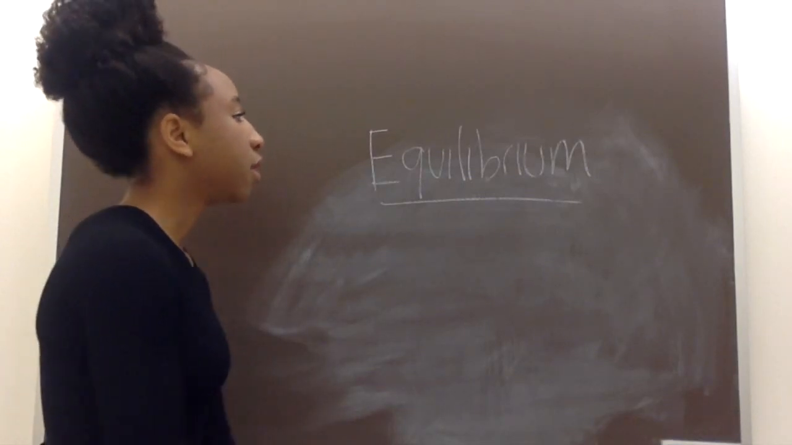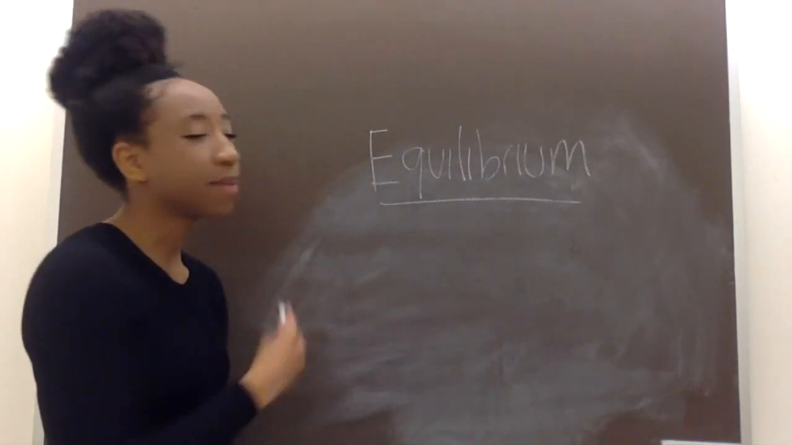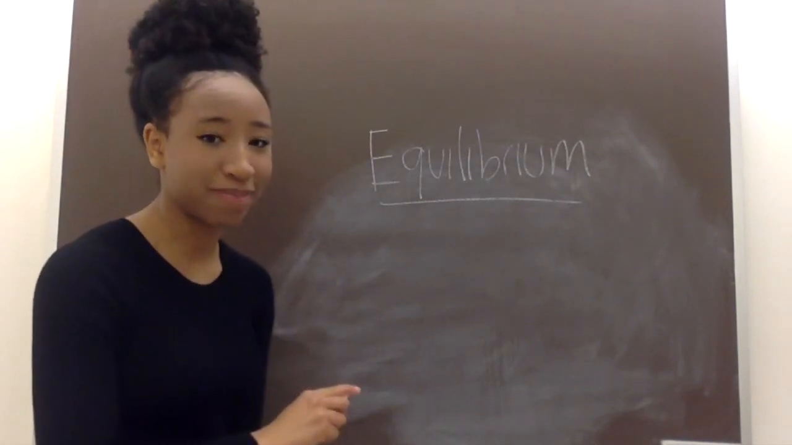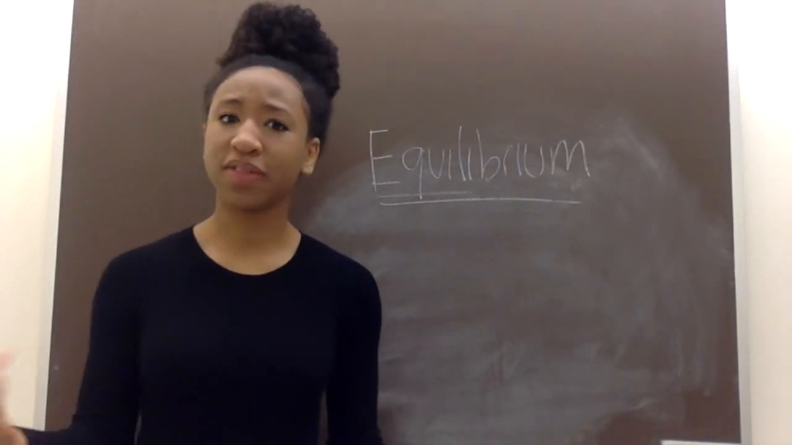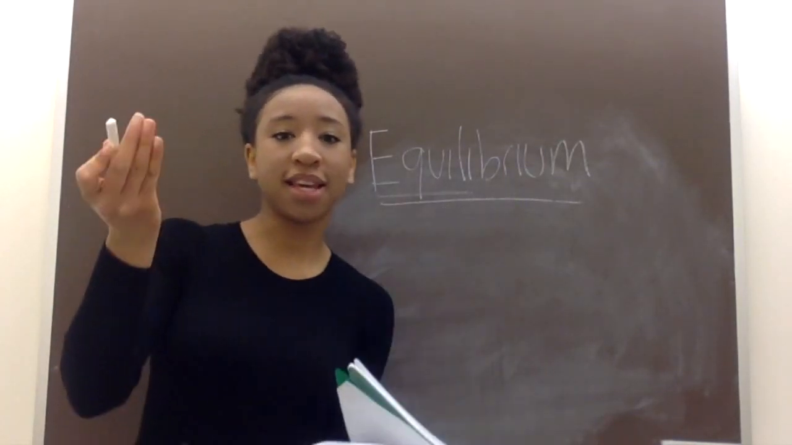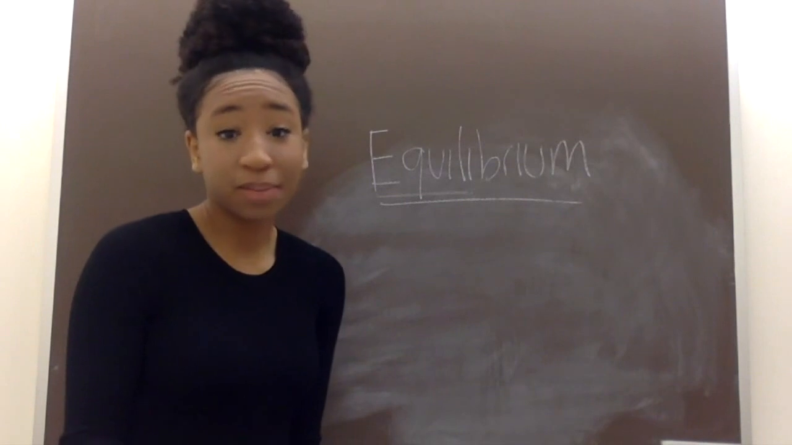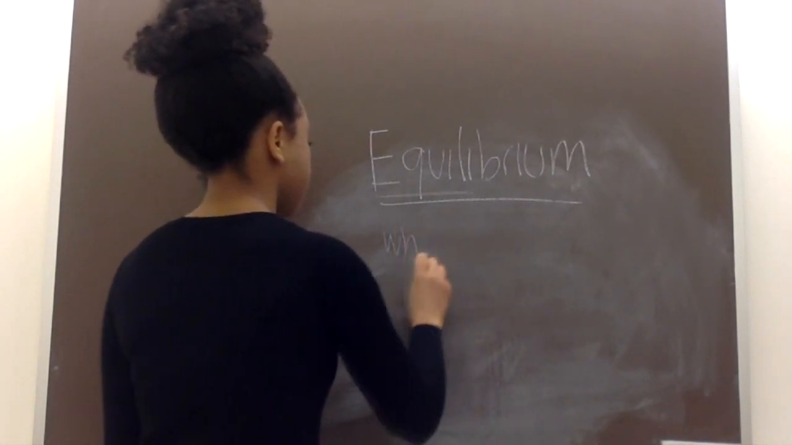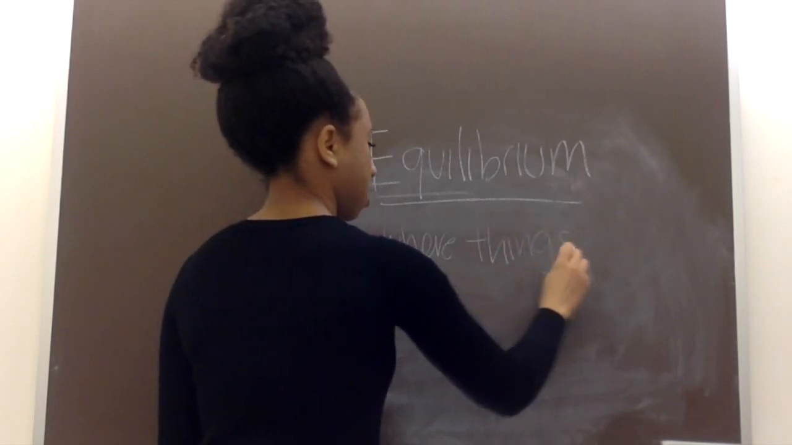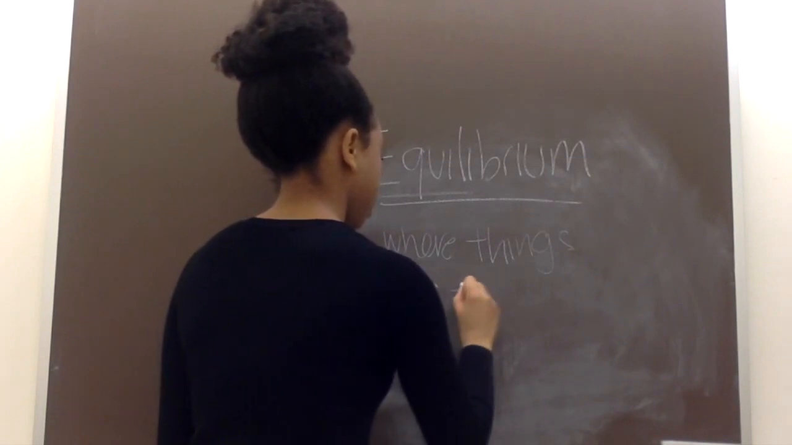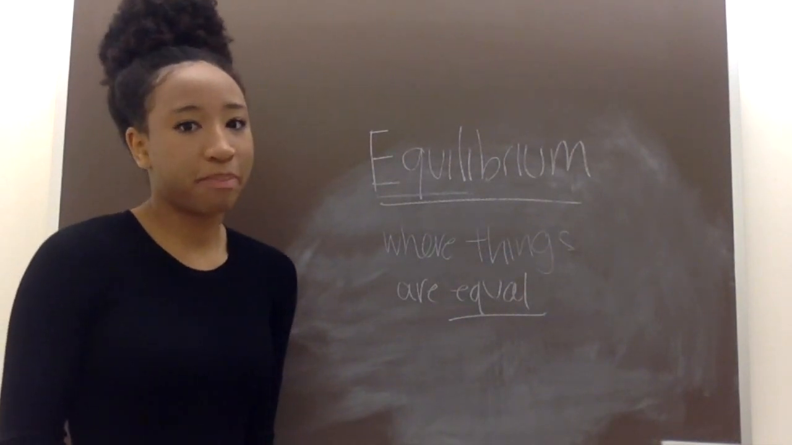Now we might want to think about the word equilibrium and what does it mean exactly? Well, when we think about equilibrium, we can pretty much find out what it means by the word. It has equal in it, which means that when things are at equilibrium, nothing is over the other. They're both equal. So we could define it, a very simple definition, as where things are equal. Okay? Now that's a very basic definition.